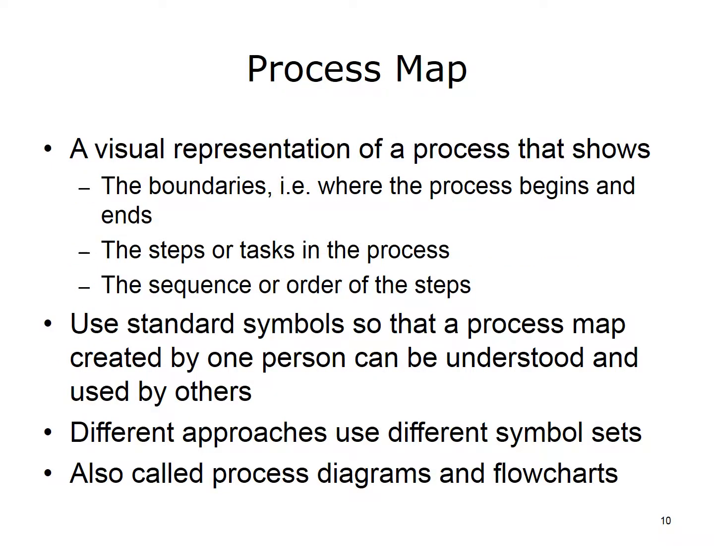A process map is a visual representation of a process that shows the boundaries, i.e., where the process begins and ends, the steps or tasks in the process, and the sequence or order of the steps. Process maps use standard symbols, so that a process map created by one person can be understood and used by others. There are different approaches to process diagramming, each with its own symbol set.